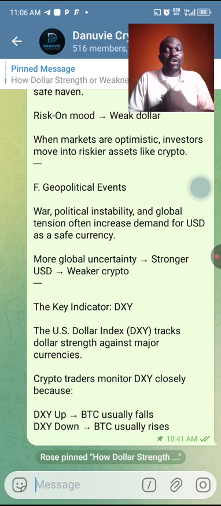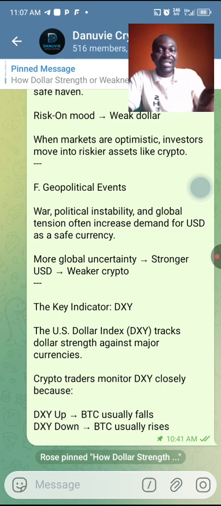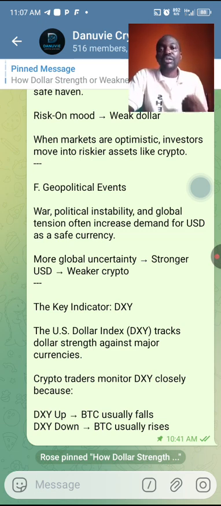And a country that is destabilized cannot be productive. And a country that cannot be productive cannot have a stronger currency. So basically, that's why it says global tension often increases demand for USD as a safe currency. So investors in countries like Ukraine and Israel will be looking to invest their money into USD at this point in time, because right now the ruble is going to be dropping.